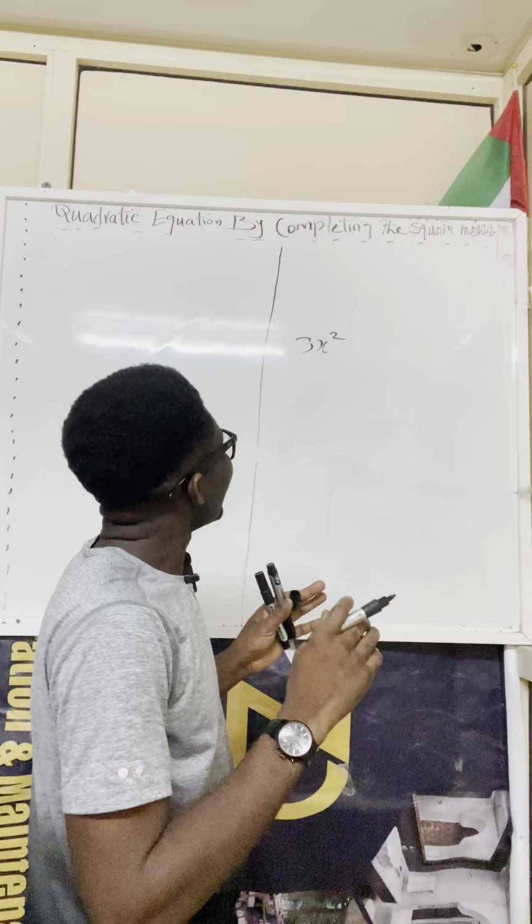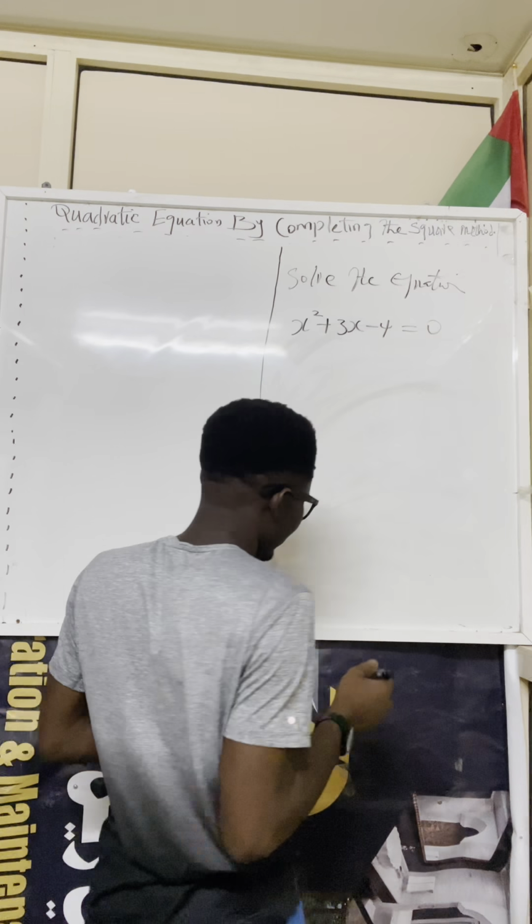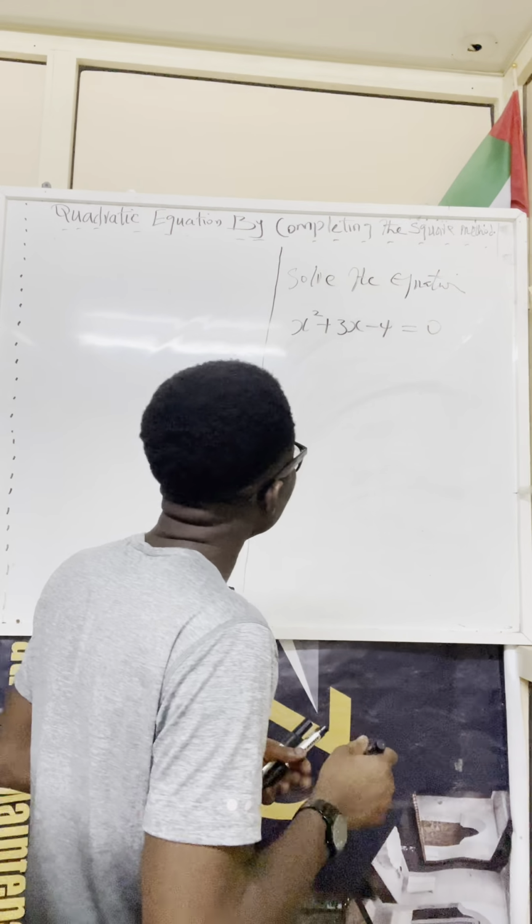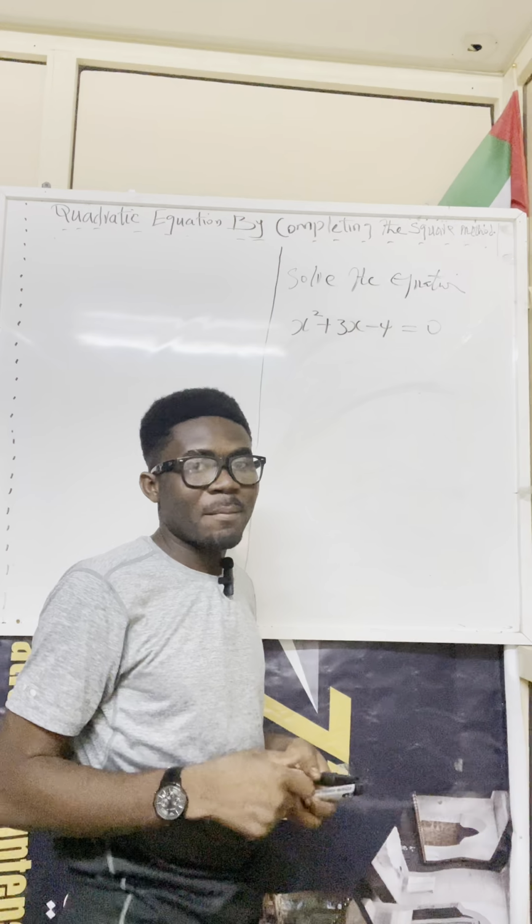So today I'm going to use one example that involves 1 unit, because in the last video I made, I used the one that is more than 1 unit. Now let's take this. If you are asked to solve the equation, you have x squared plus 3x minus 4 equals 0. We are asked to solve this by using the completing the square method.